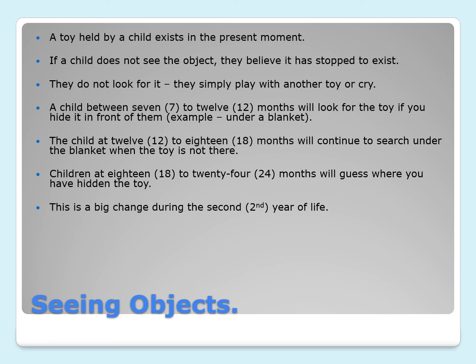Now, children at 18 to 24 months will guess that you may have hidden the toy somewhere else. So if you have the toy behind your back and it's not under the blanket, the child may peek around your back, or maybe look somewhere else for the toy, maybe under the couch or under the bed or something like that. So the child will guess that you have hidden the toy or moved the toy somewhere else. And this is a big change that occurs during the second year of life.